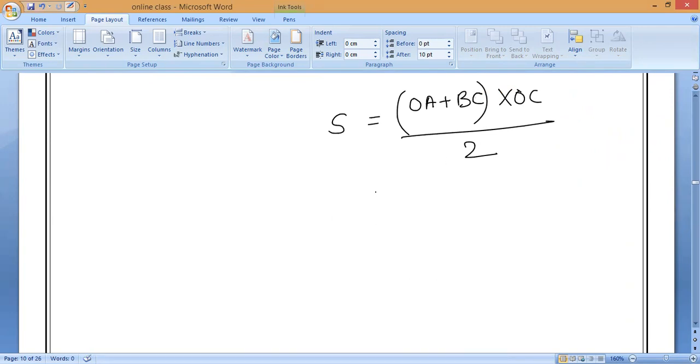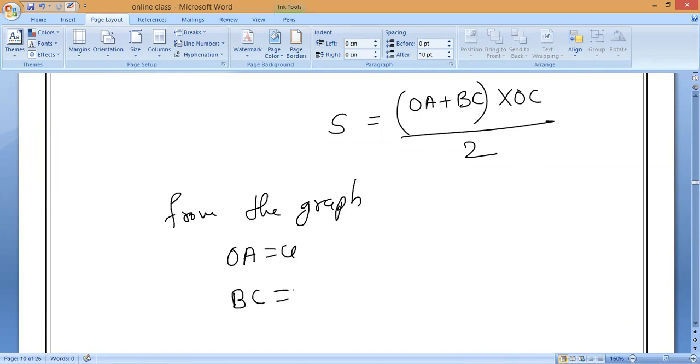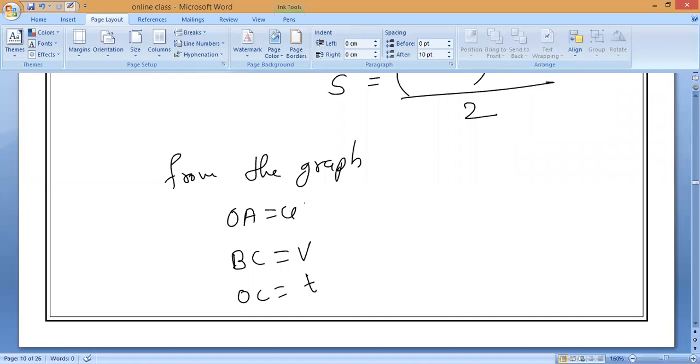Now, till here. From the graph, you tell me, OA is equal to what, guys? Initial velocity. BC is equal to what? BC is equal to final velocity. Very good. And OC is equal to? Time. Now, time is the parameter. So now, substitute these values from the graph.